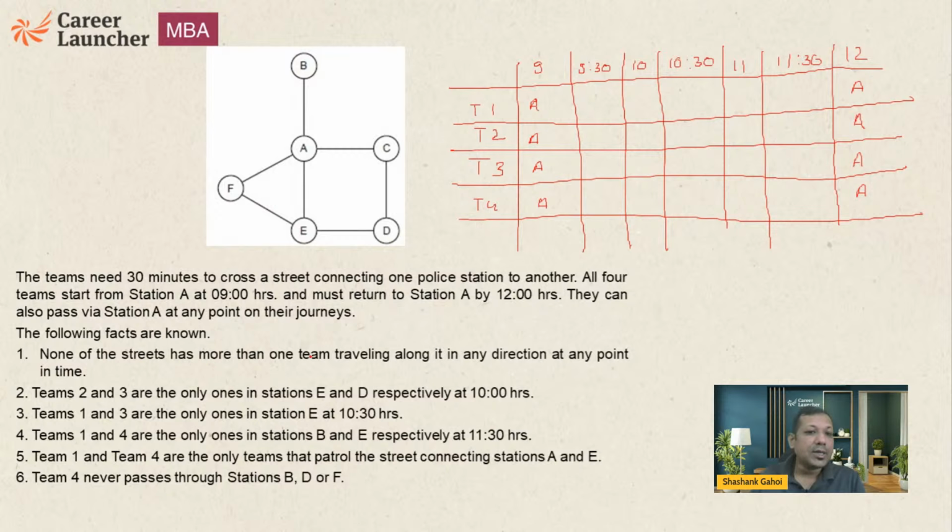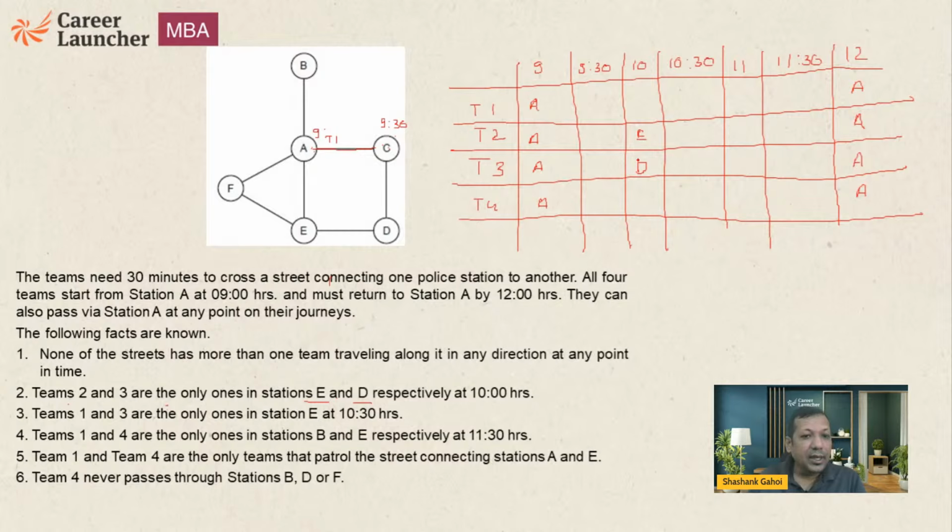Now, none of the streets have more than one team traveling along any direction at any time. So if one team is going from A to C, the second team at the same time cannot. Let's say T1 is going from A to C from 9 to 9:30; then we can't have T2 going either from A to C or C to A. That's what it says. Teams 2 and 3 are the only teams at stations E and D respectively at 10 o'clock. So team 2 at 10 o'clock is at E, and team 3 is at D.